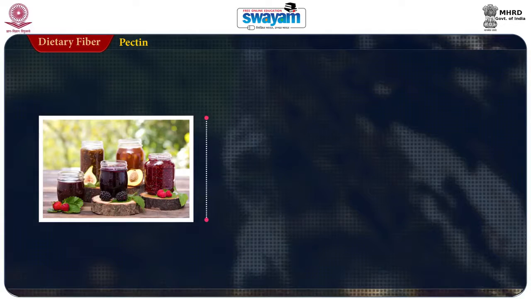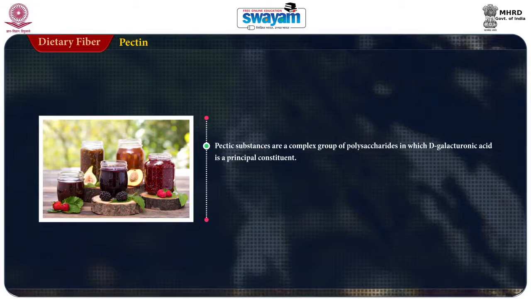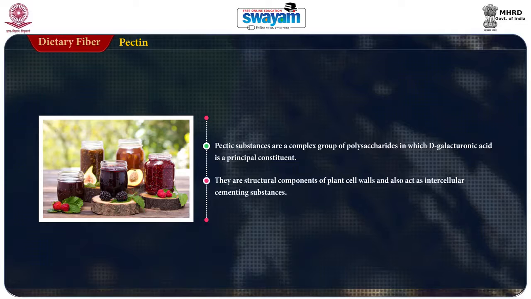Let us now understand pectin. Pectic substances are a complex group of polysaccharides in which D-galacturonic acid is the principal constituent. They are structural components of the cell wall and also act as an intercellular cementing substance.